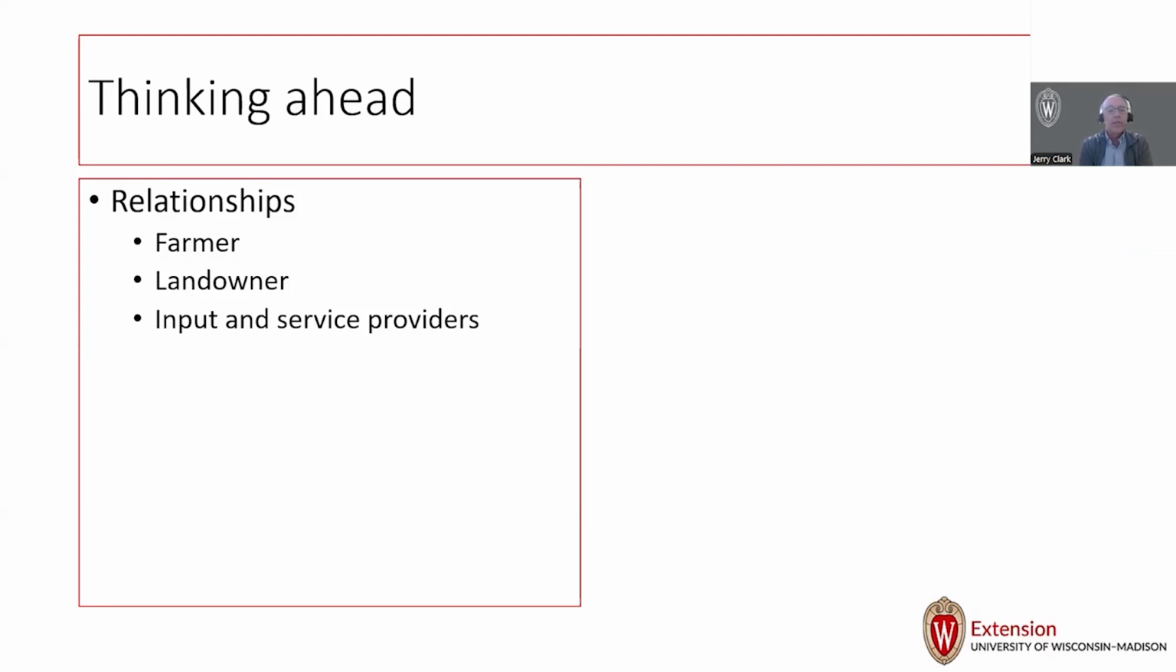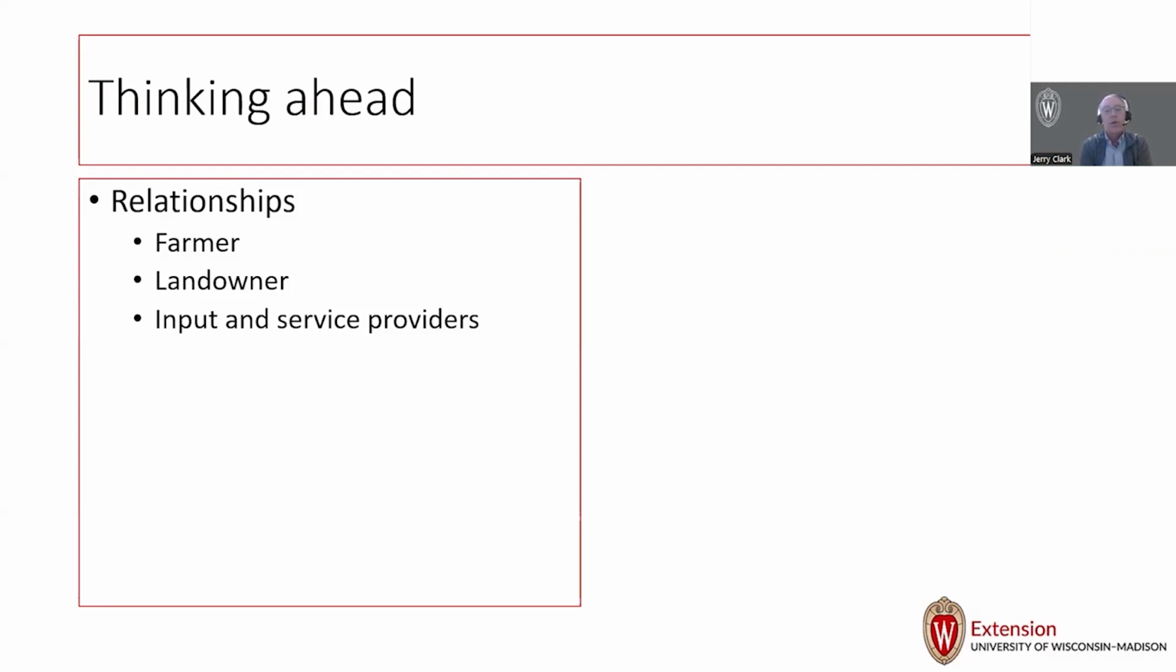The other piece to this is those input and service providers. So if you're going to be doing on-farm research, you're going to need the farmer's permission, or you're going to do this in a collaborative effort, but then that input or service provider that's going to apply the manure, possibly apply the fertilizer, apply the crop protection products, are they going to be on board with doing it? And so you need to have those relationships and a lot of communication.